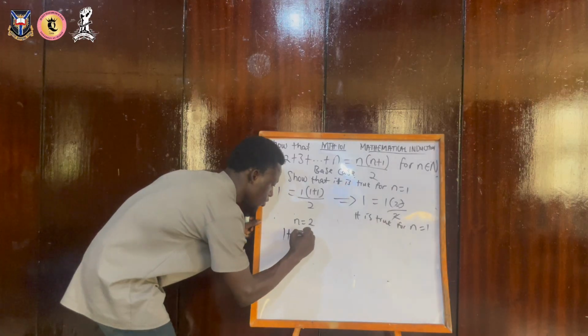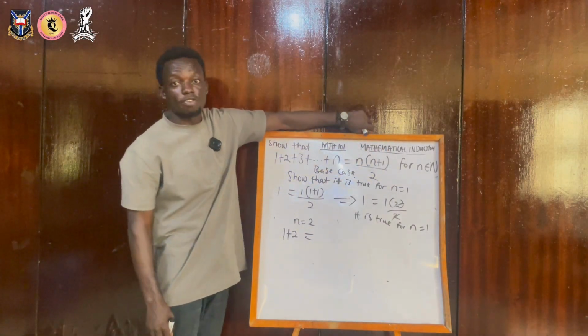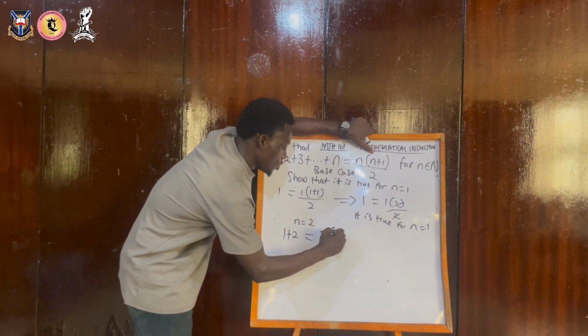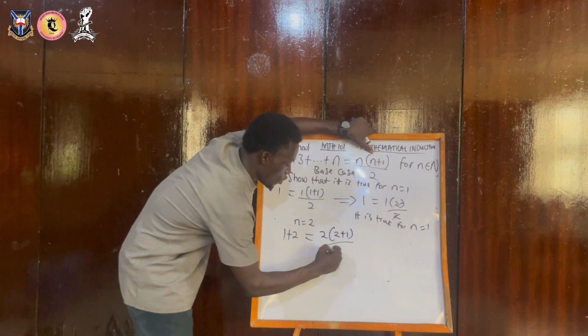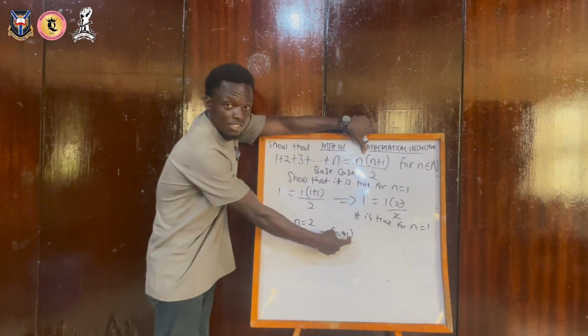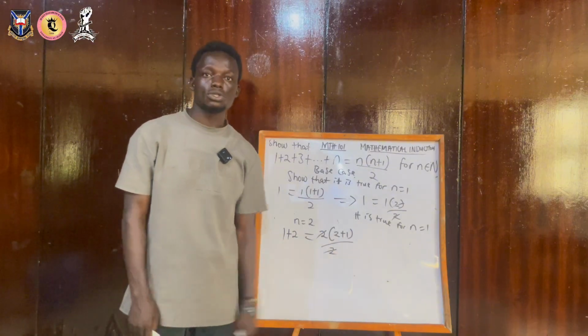1 plus 2, is it equal to this when you substitute 2 for n? N, that's 2 into what? N plus 1, 2 plus 1 over 2, right? 2 cancels 2. Here you have 2 plus 1, which is 3. 1 plus 2, which is 3. So the statement is also true for n equals 2.